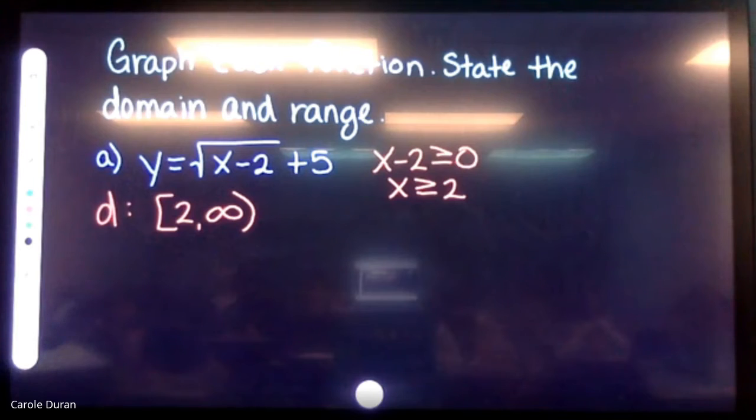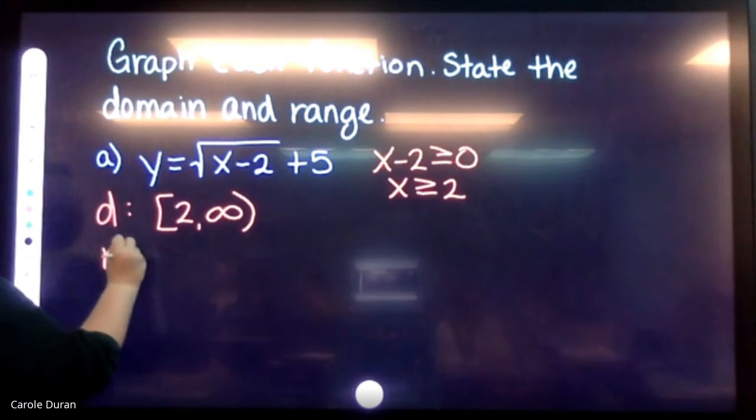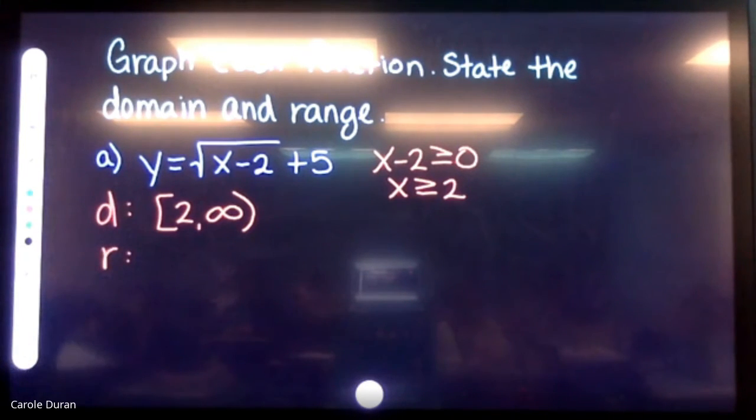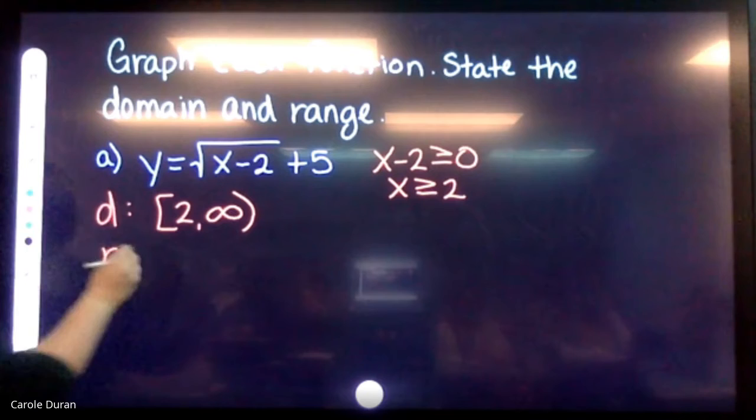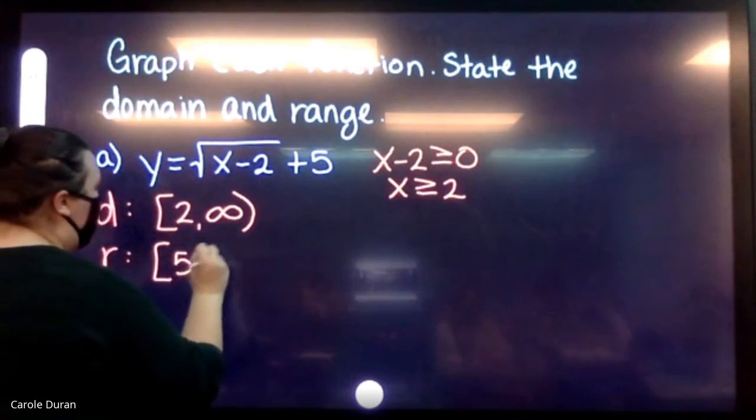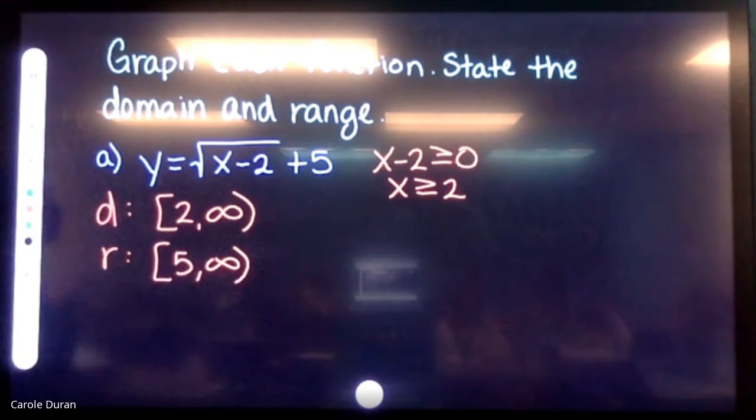Everyone okay there? How about my range? It's a plus 5. So say it again, everybody. What's my range? 5 to infinity. Because if I plug 2 into this function, I get 2 minus 2 is 0. The square root of 0 is 0, plus 5 is 5, which means the lowest y value I have is 5. Are we all okay there?